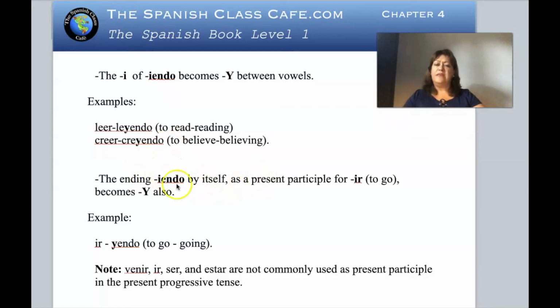Okay, and the ending yendo by itself is the present participle of the verb to go. Because to go, you know, the infinitive is ir. Okay, it's just a short verb in Spanish, ir. Okay, we take the IR out, we stay with nothing. Then basically it is iendo. But we don't like it either, and then we change the I for a Y and it becomes yendo. Then yendo is the ing word for the verb to go, ir.